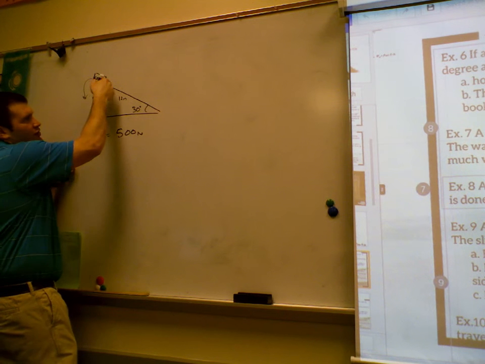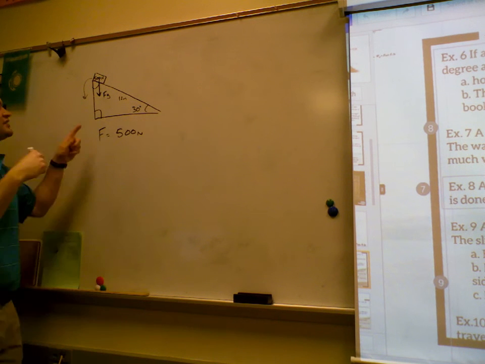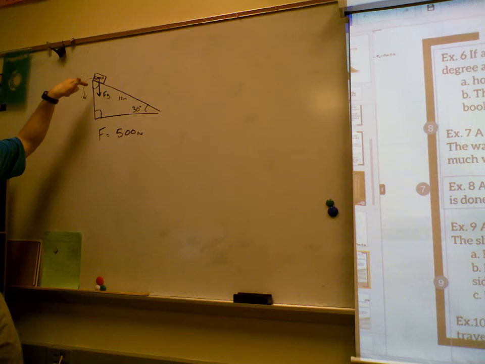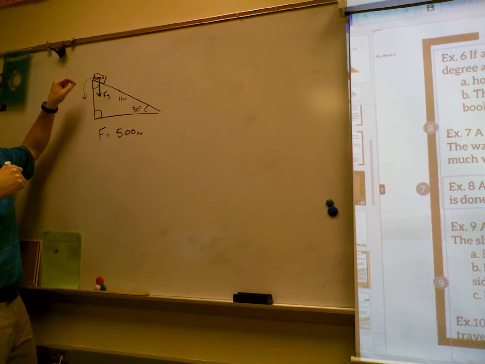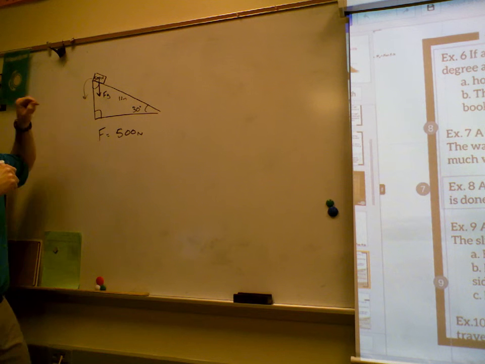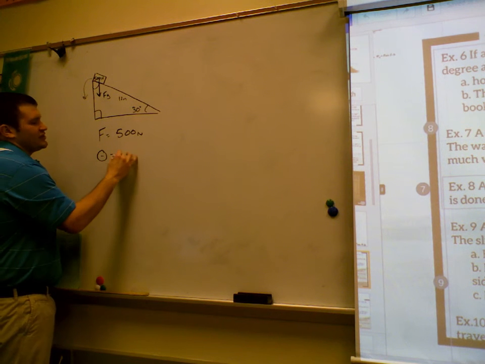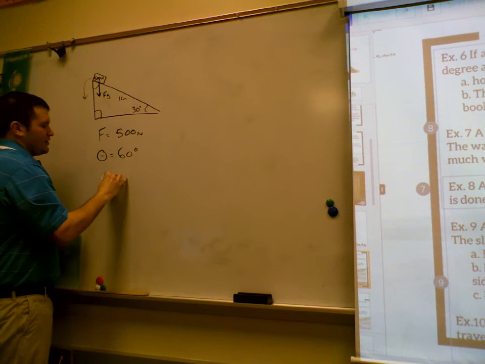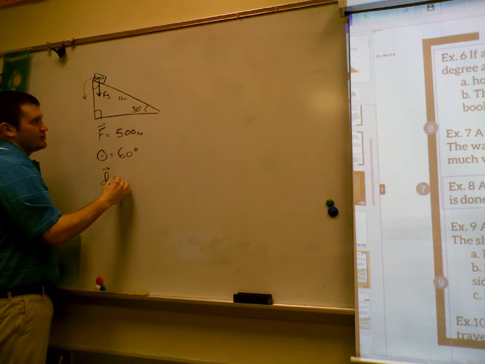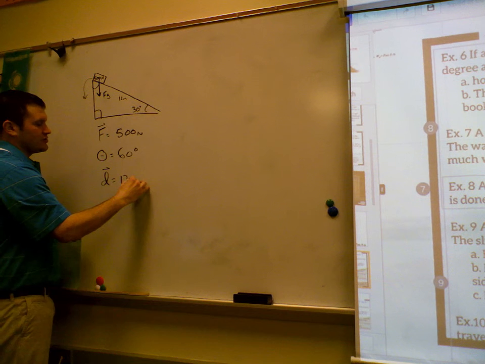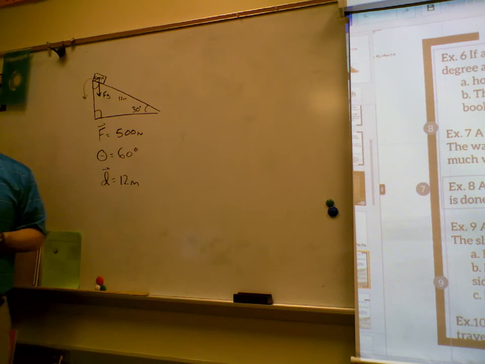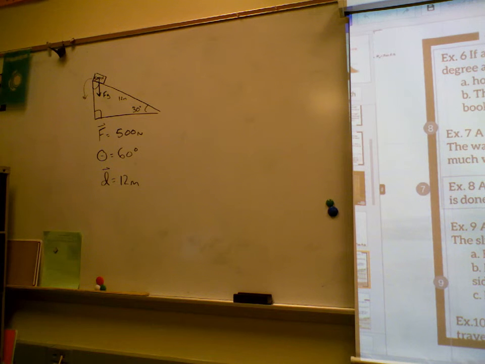So when our 500 Newton bookcase slides down this staircase, the angle is 60 degrees. Good. So theta is 60 degrees. Displacement is 12 meters. Does that make sense, guys?